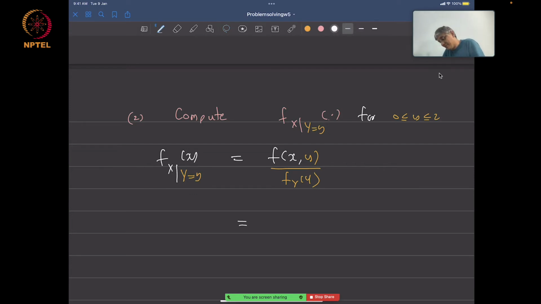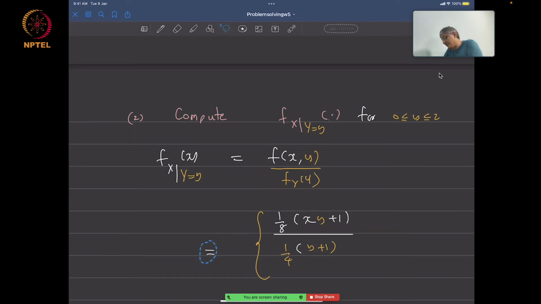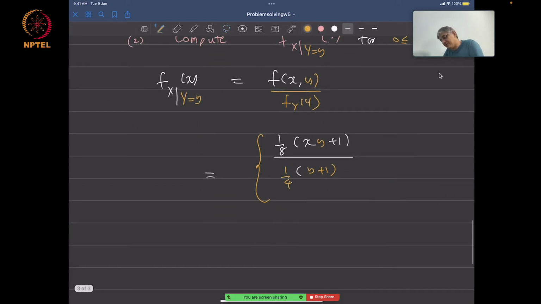That's going to be equal to f_XY, which is 1/8 of x times y plus 1, the whole thing divided by f_Y, which is 1/4 of y plus 1. Right, that's what the density of y looks like. And this holds true when x is between 0 and 2. Otherwise, the top is 0. So when x is between 0 and 2, and 0 otherwise.